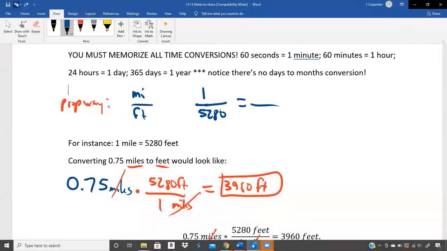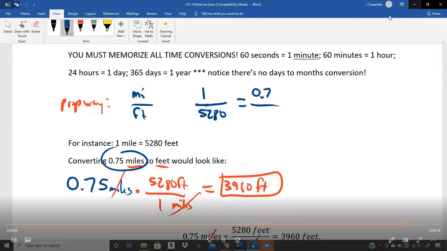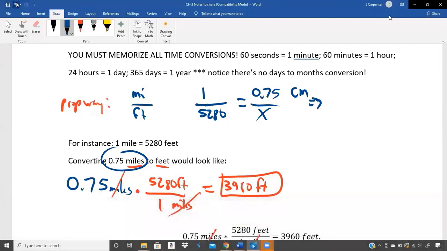Then in our problem, we were supposed to be converting 0.75 miles. So where does the 0.75 go? Well, where the miles are, top. There's a 0.75, which makes that an x. You will cross multiply to get x equals 0.75 times 5280, which is literally the same thing we just did. It's 3960. Because x was in the bottom, we know it's feet.